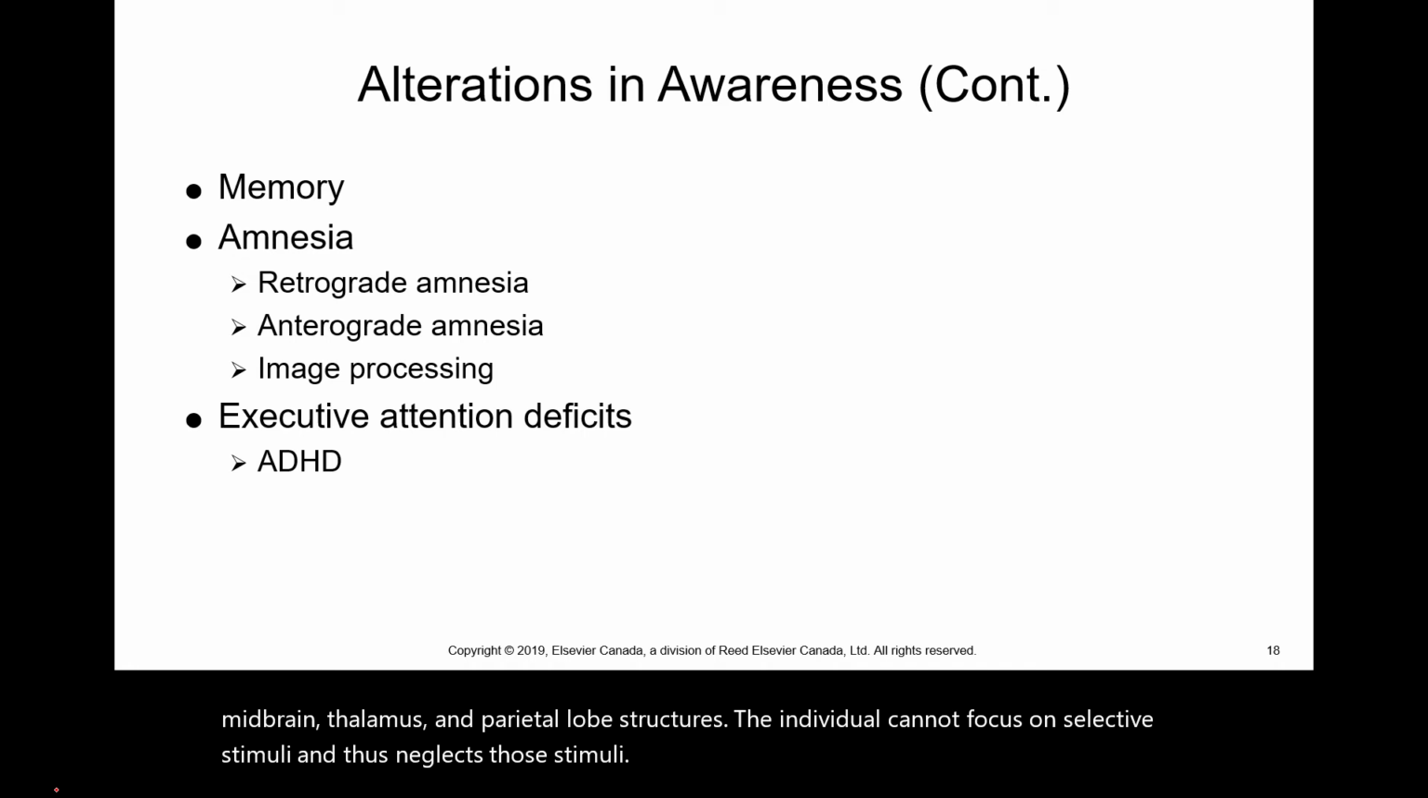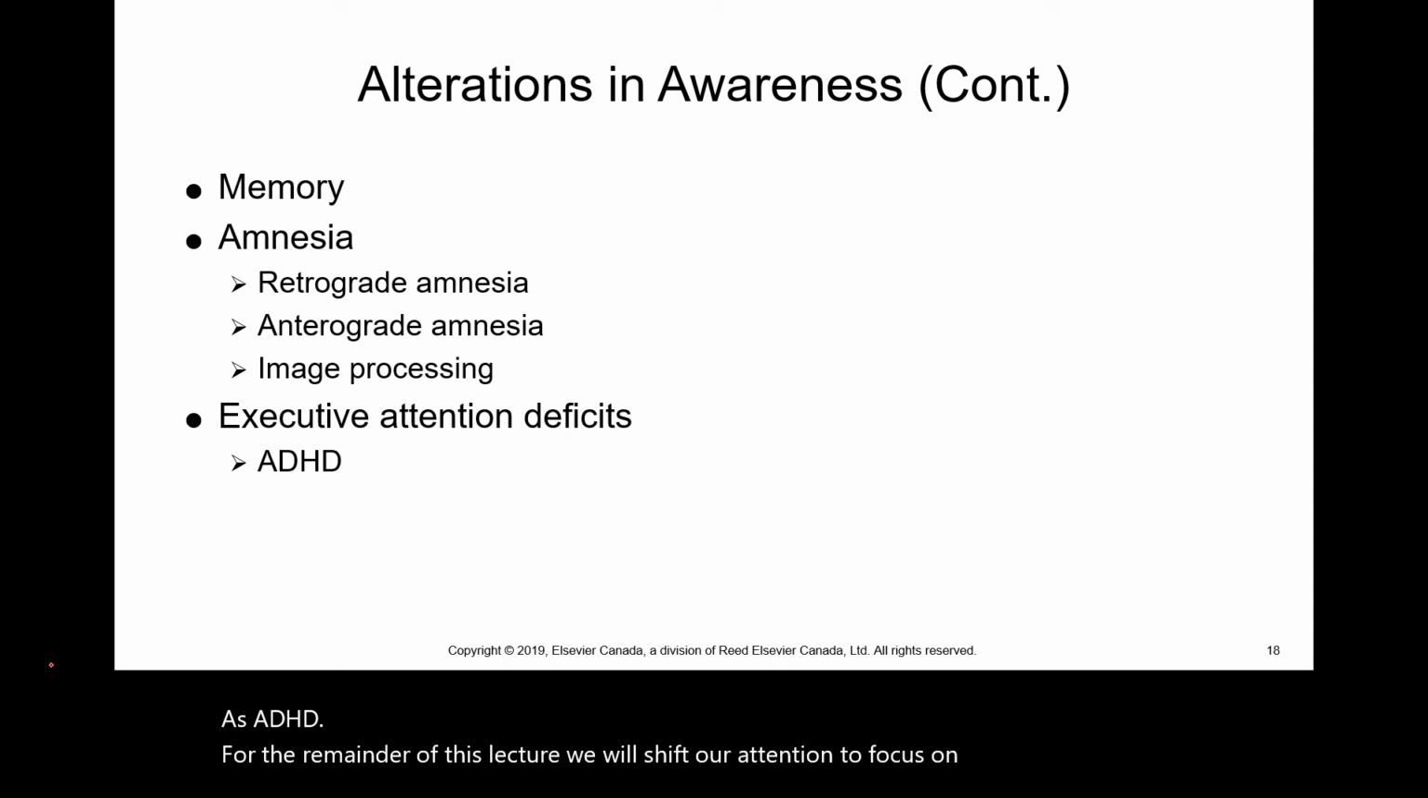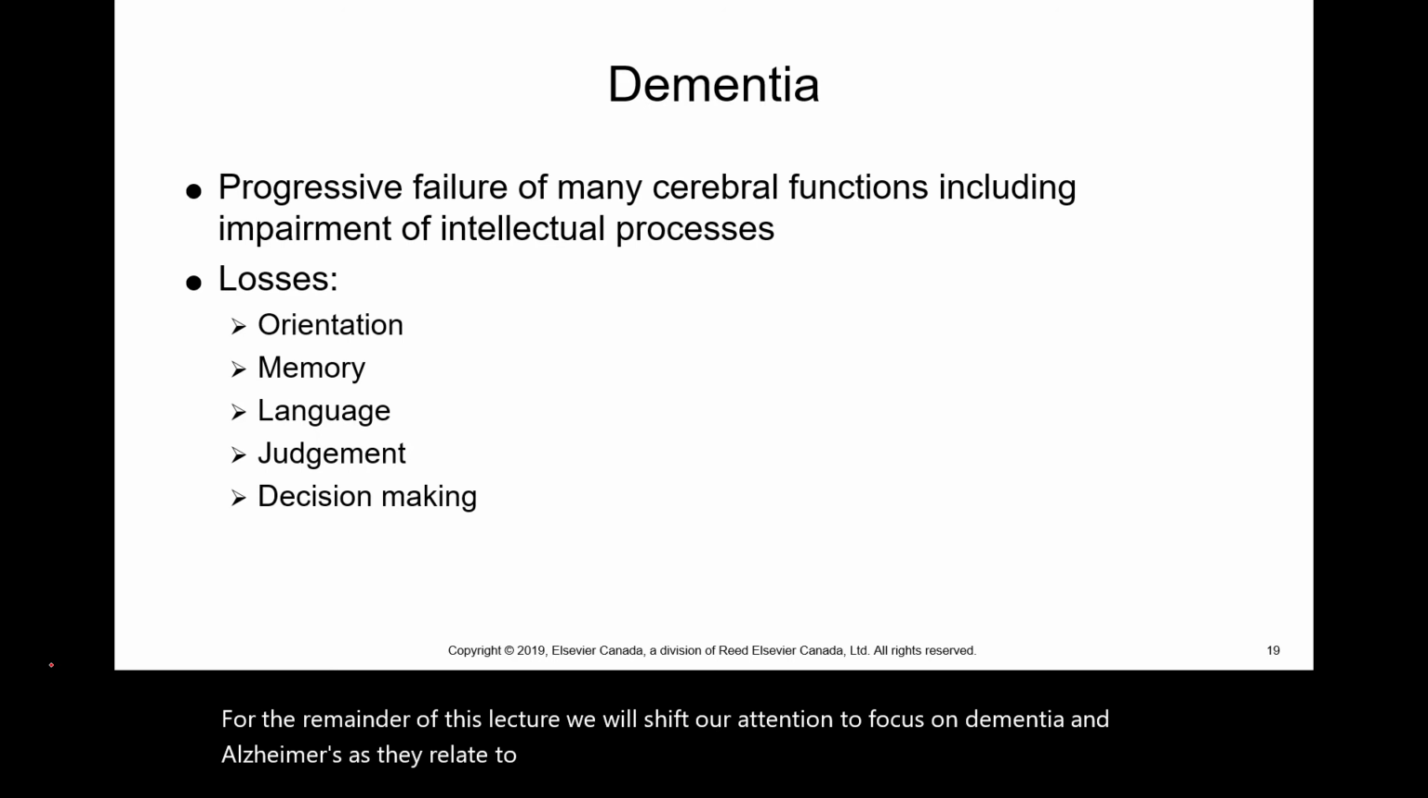We can also observe changes in memory. Amnesia would be one such example. In retrograde amnesia, some past memories are lost, whereas in anterograde amnesia, new memories cannot be formed. We can also have executive attention deficits, such as ADHD. For the remainder of this lecture, we will shift our attention to focus on dementia and Alzheimer's as they relate to changes in memory.